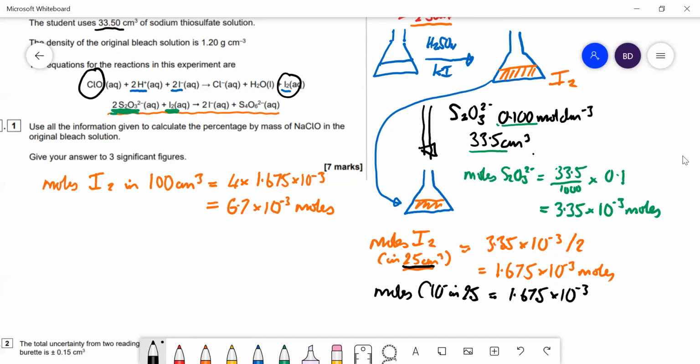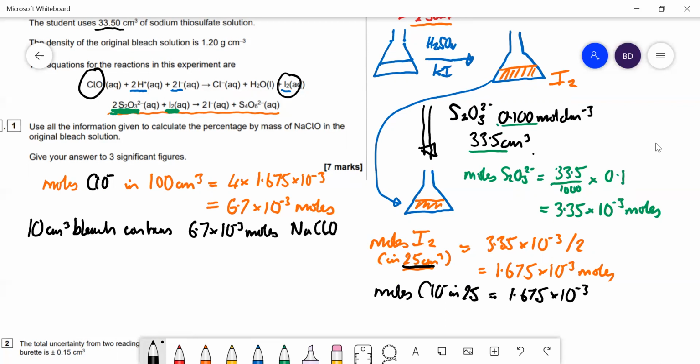So now we have to do the moles of chlorate. I have to change that to in 100, which is equal to that. As we said earlier, this came from 10 centimeters cubed of bleach. So 10 centimeters cubed of bleach contains 6.7 times 10 to the minus 3 moles of chlorate. That's sodium chlorate, and we want to work out a mass of that. We work out the MR of sodium chlorate, which is equal to 74.5.